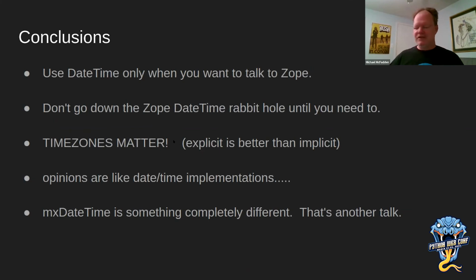So just to make sure I get in under time, DateTime only for Zope. Don't talk about it. Time zones matter. So whenever you're using a datetime, put a time zone in there, even if it's UTC. Opinions are like DateTime implementations, and mxDateTime, completely different talk.